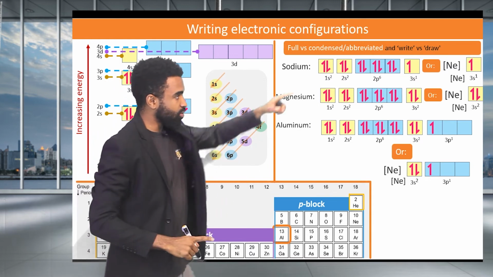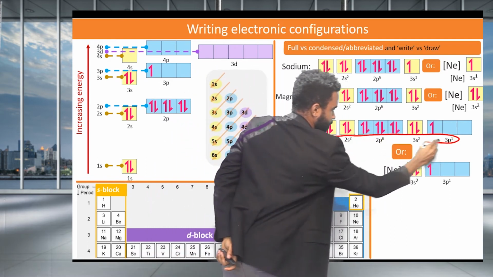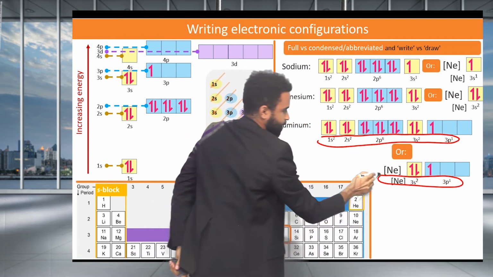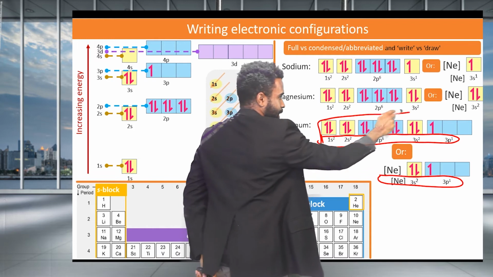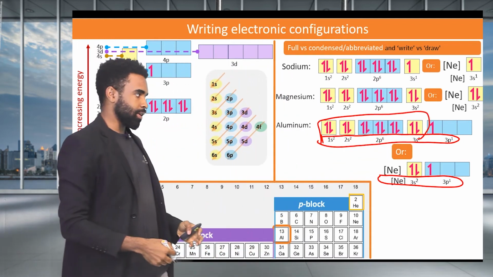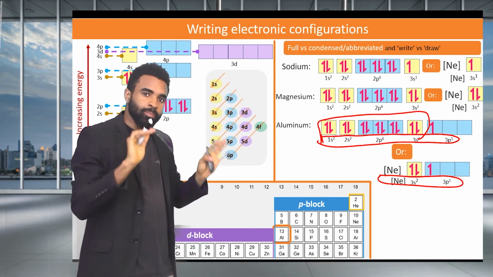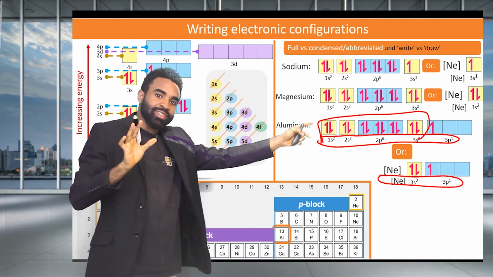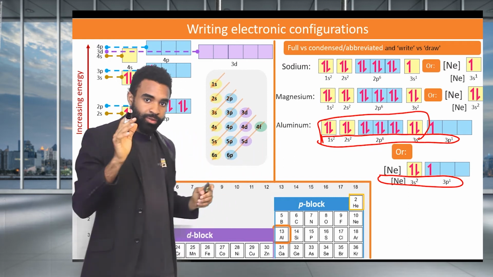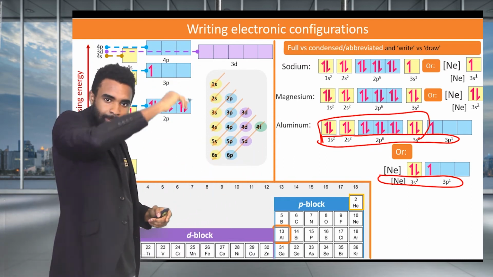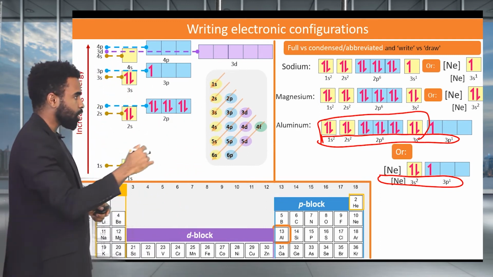Now the distinction between write and draw: if you're asked to write, all you need to do is just this part here, or this, depending on whether it's condensed or full. But if you're asked to draw, then you should do both the text and these boxes. If they ask you to draw the electronic configuration, do the text and the boxes. If they ask you to draw the shapes of orbitals, please don't draw these squares. These squares are not the shapes of orbitals. It's only if they ask you to draw the electronic configuration that you draw these. For the shapes of orbitals, you draw the sphere and the dumbbell shapes, okay? These are just representations.